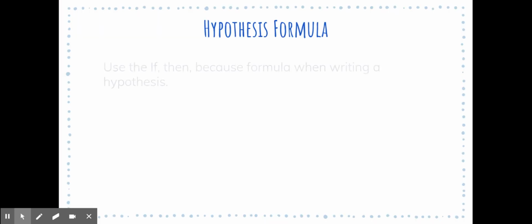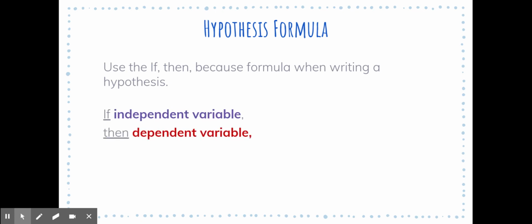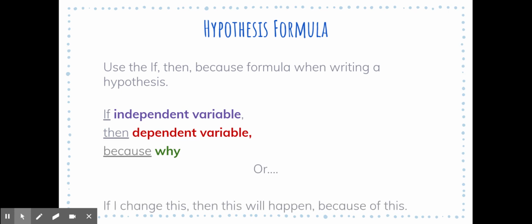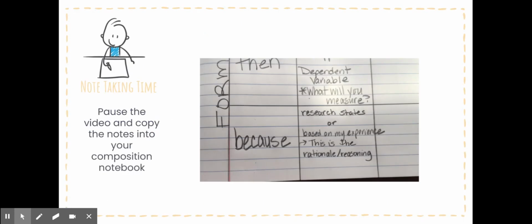So that brings us to because. This is why do you think it's going to happen? The because tells the reader how you know this will occur. It should be based on something you've experienced or something you infer. At this time, pause the video and copy the notes into your composition notebook.